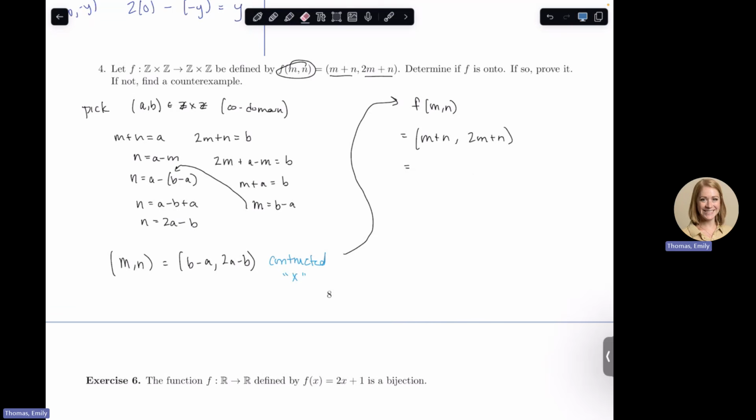Then M plus N would be B minus A plus 2A minus B. 2M would be 2 times B minus A. There it is. Plus N, which is 2A minus B. Oh, golly. B minus B, negative A plus 2A is regular A. This is 2B minus 2A plus 2A minus B is regular B. Woohoo!